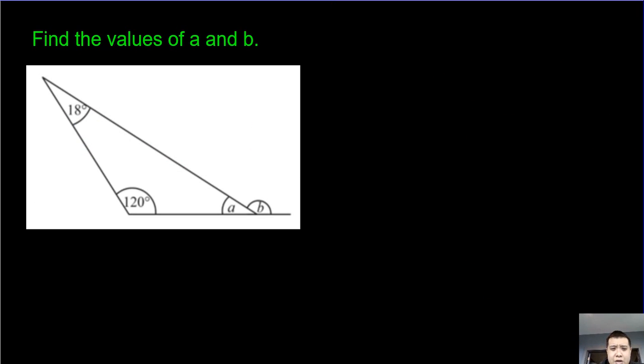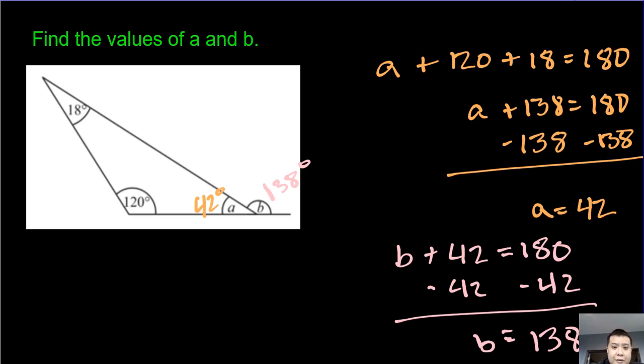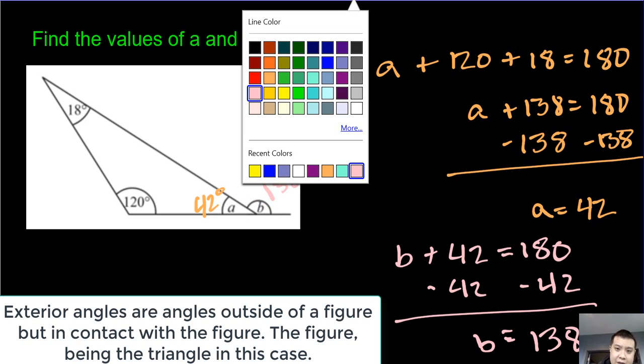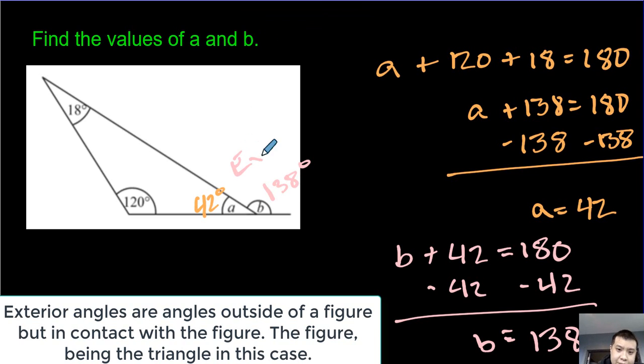Go ahead and try this one out on your own. Find both A and B. For part A, find the interior angle A. What you should have found is that A equals 42, because the other two angles add up to 138. 180 minus 138 is 42. And therefore, you should have found that this exterior angle, this is called an exterior angle, let's write that down, exterior, because it's not inside the triangle, is 138, because 180 minus 42 gets us 138.